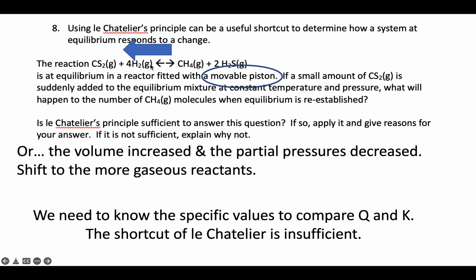So in this scenario, we need to know more specific values. We need to be able to compare Q and K. Our shortcut of Le Chatelier is not sufficient because we had two different aspects changing. And within Le Chatelier, if those are in competition, if one suggests one direction, the other suggests the other, it's not going to lead us to an answer.